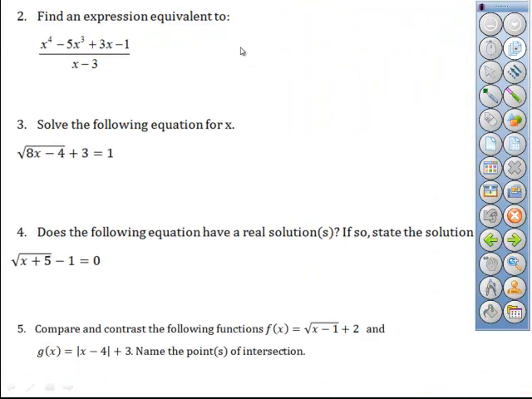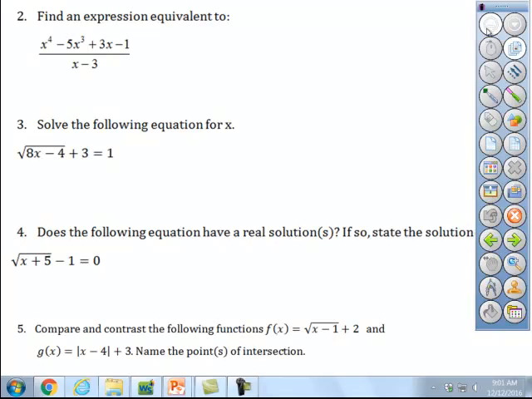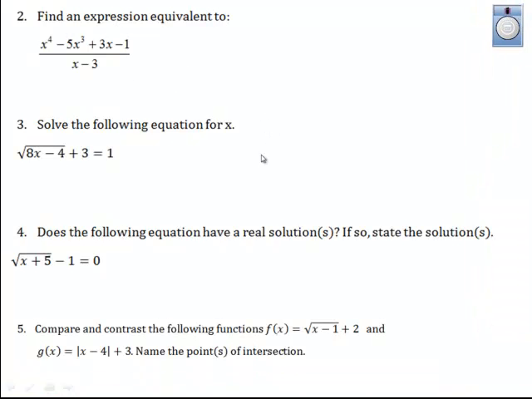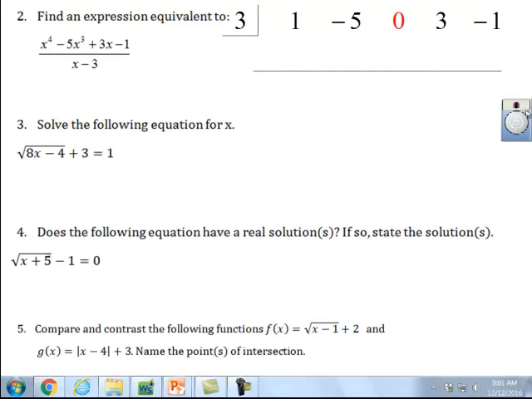Here it says find an expression that's equivalent to. So we're going to just go ahead and divide. You could use long division, but I'm going to use synthetic division. I'm going to take the 0 of the denominator, which is this guy right here. And then notice I put a 0 right here, and it's red because you don't see that we have an x squared term, so we have to put a 0 placeholder. So I went ahead and did that.